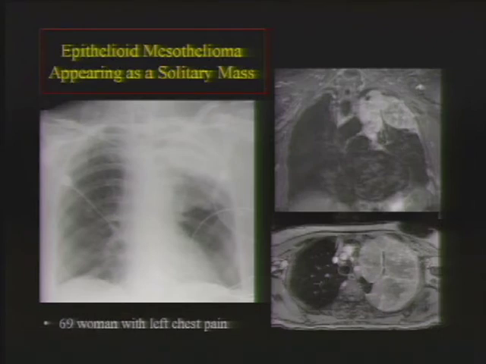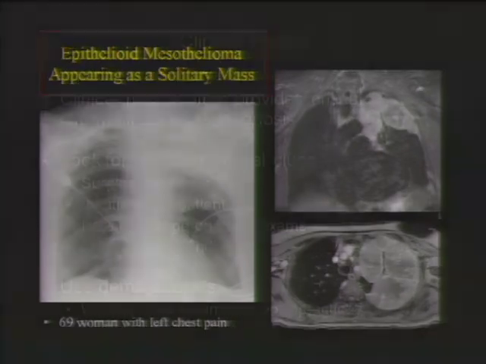In most cases, mesothelioma is going to appear as a pleural effusion or diffuse pleural thickening, like that first case we saw earlier. But occasionally they can appear as a big mass like this. As you can see, they're much uglier looking masses than the benign tumors, the solitary fibrous tumors and the lipomas.